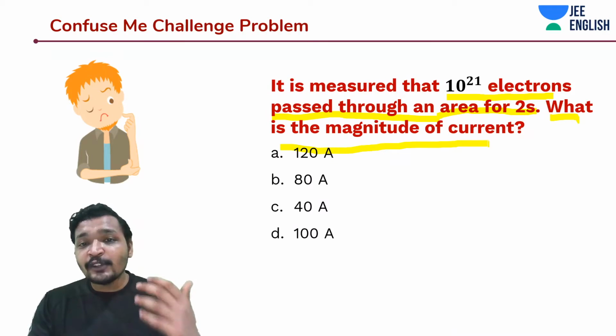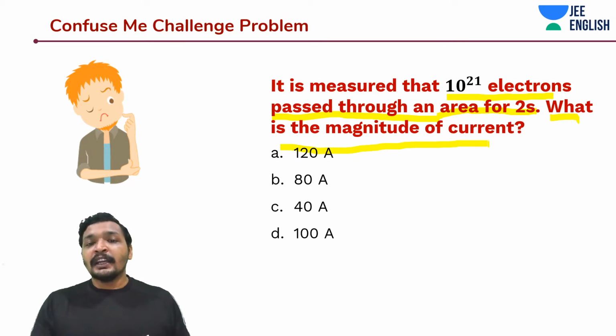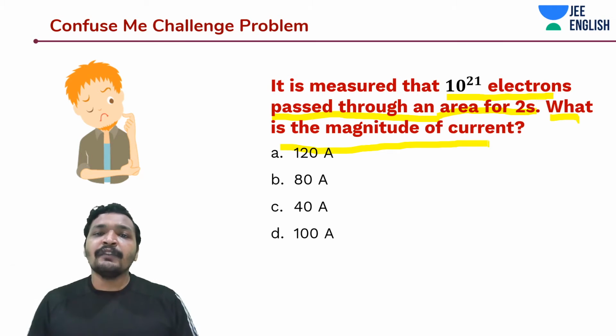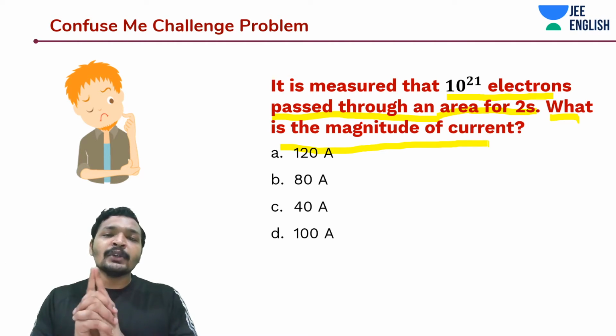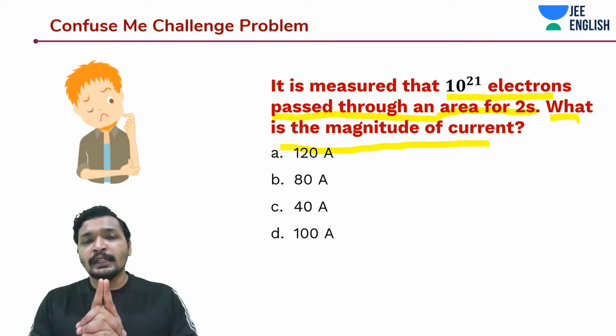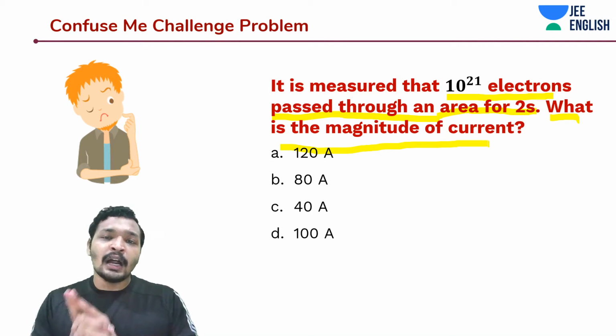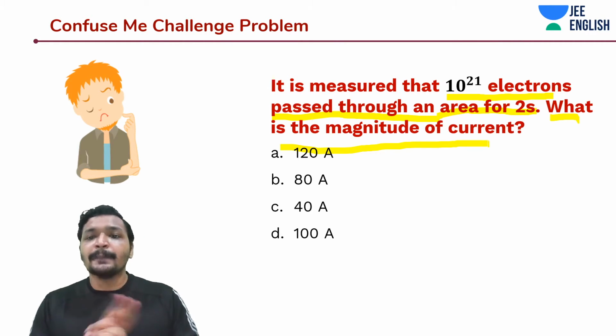So, what is the value of the charge? 10 to the power 21 is the number of electrons. So, you are going to multiply it with the value of charge of an electron, that is 1.6 into 10 to the power minus 19. 1.6 into 10 to the power minus 19 into 10 to the power 21 is going to yield you 1.6 into 100, which is nothing but 160.